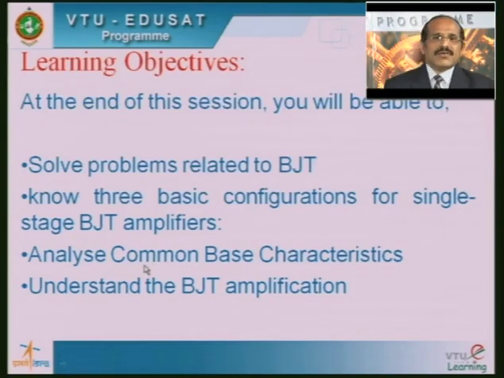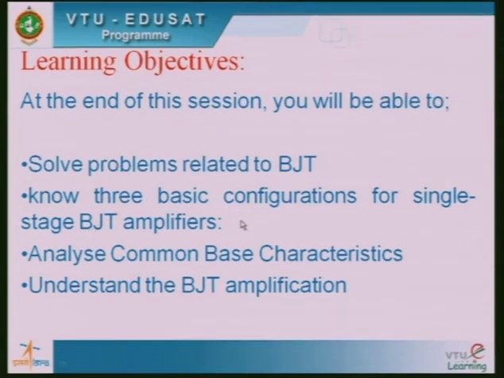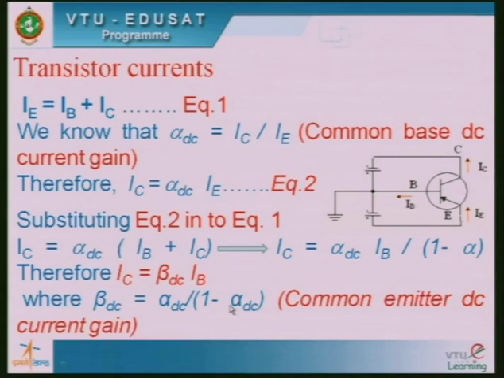So today, at the end of the session, you will be able to solve some problems related to the bipolar junction transistor, and also note down the differences of the three basic configurations of a single stage bipolar junction transistor amplifier, that is, the BJT amplifier. And also you will be able to analyze the common base characteristics of the BJT. At the end of the session, we shall see how the BJT acts as an amplifier using the common base configuration. So now let us see, okay, from this figure we have a PNP transistor.